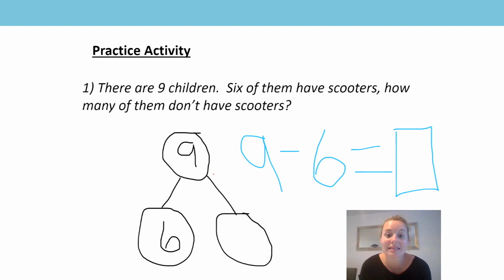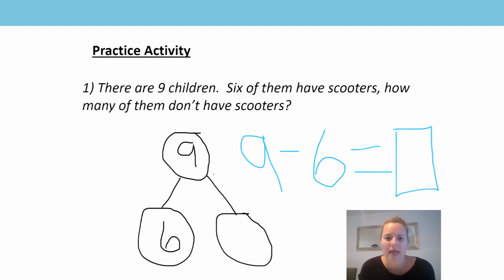Okay, so I know that last lesson you were given this practice activity and I also know that you were asked to use a part-part whole model. So let's have a look at the question together. There are 9 children. 6 of them have scooters. How many of them don't have scooters? So I've drawn my part-part whole model to help me. Let's just have a look at it.